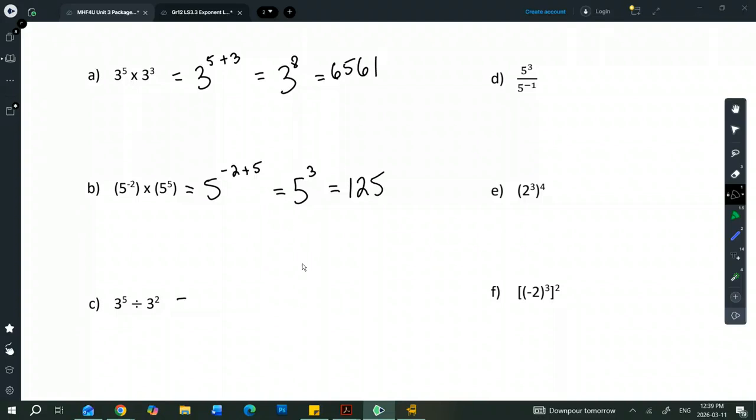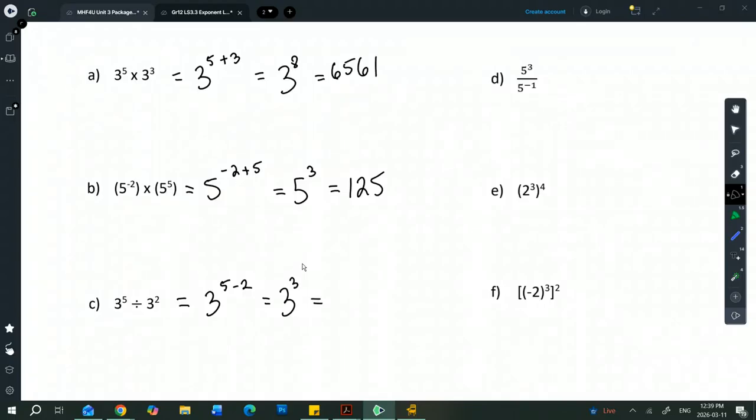Okay, what would we use for the next one? 3 to the 5 divided by 3 to the 2. Yep, so any idea how this would condense into 1? Yep, so that's that rule right there, right? So it'll be the first one minus the second one, so 5 minus 2.